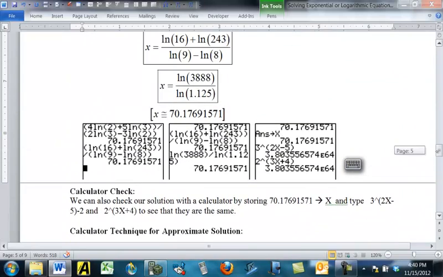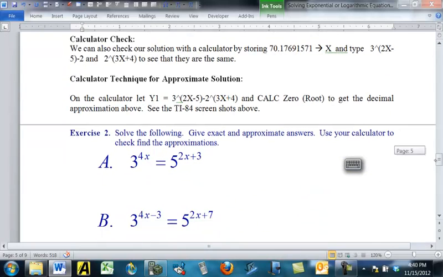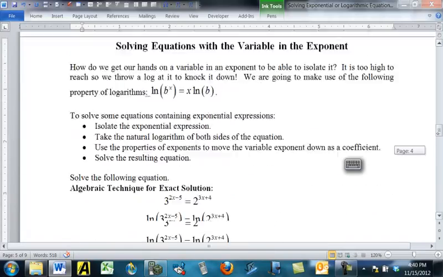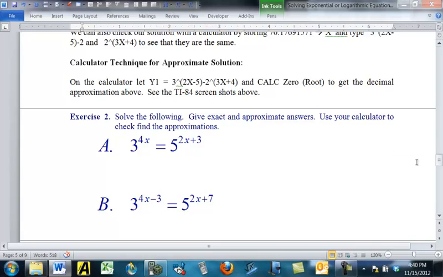There we go. Okay. Alright, so there was our example. Now it's your turn to try a couple. So here are a couple to try here. Again, I want you to get a calculator solution. I also want you to get an exact solution using these algebraic techniques. The exact solution is probably going to have some natural logs in it, and your calculator solution, of course, will have a decimal value. So go ahead and work this out. Come back and check your answers with me in a few minutes as soon as you finish. So press pause now.